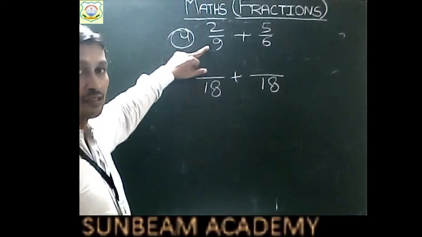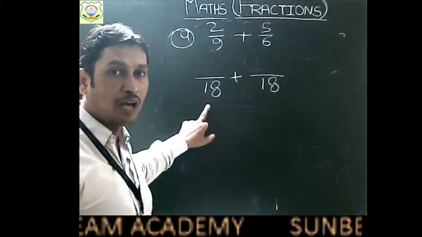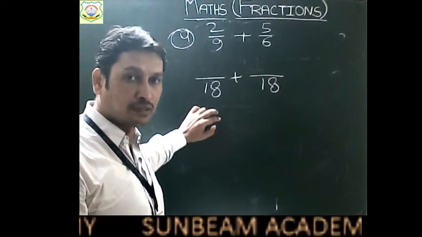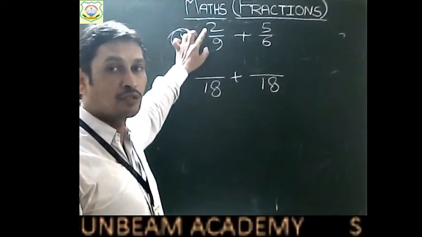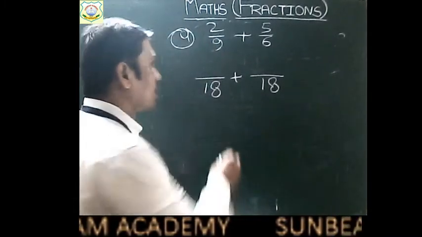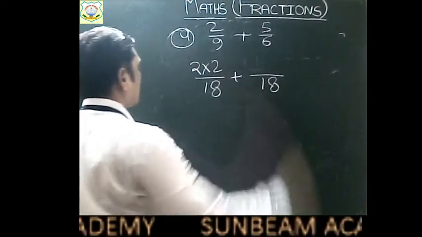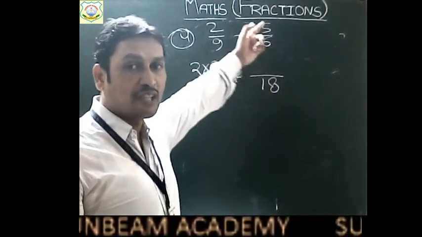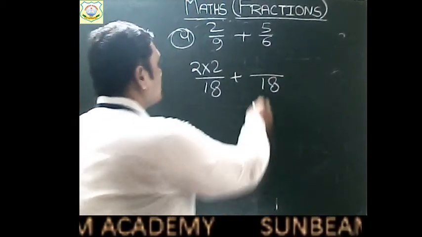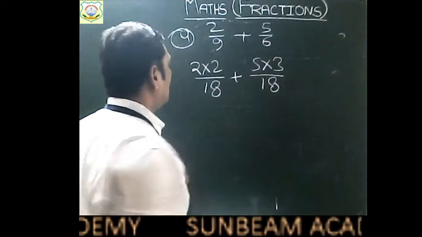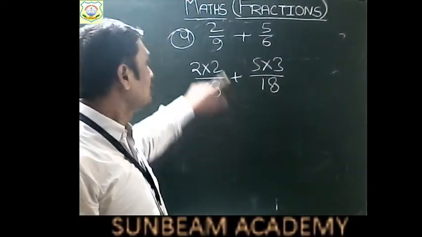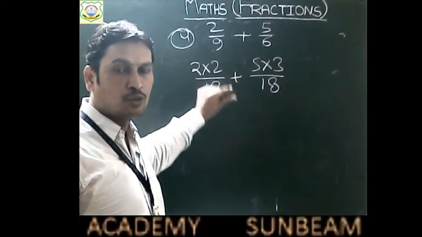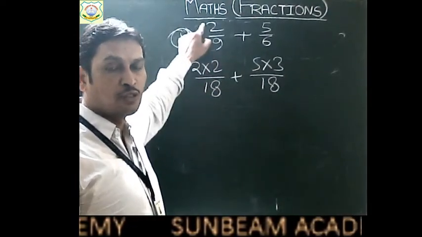Here in the first fraction, denominator 9 has been converted into 18. So how many times has it increased, children? It has increased 2 times. 9 twos are 18. So the numerator will also increase 2 times. So the numerator will become 2 into 2. Right? Here 6 threes are 18. The denominator is increased 3 times, so the numerator will also be increased 3 times. So the numerator will become 5 into 3. So what will we do, children? We will divide the LCM by the denominator and find the quotient. 18 divided by 9 equal to 2. 2 is the quotient, and multiply the quotient with the numerator. Right?